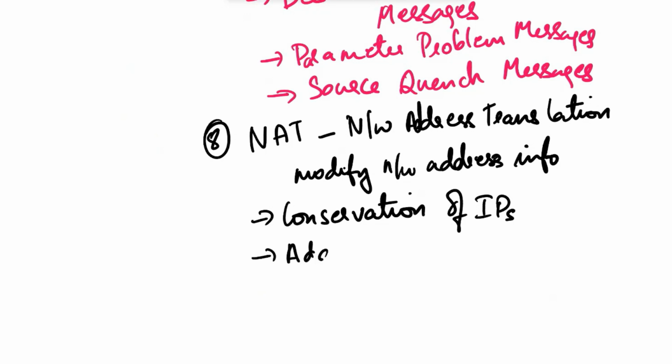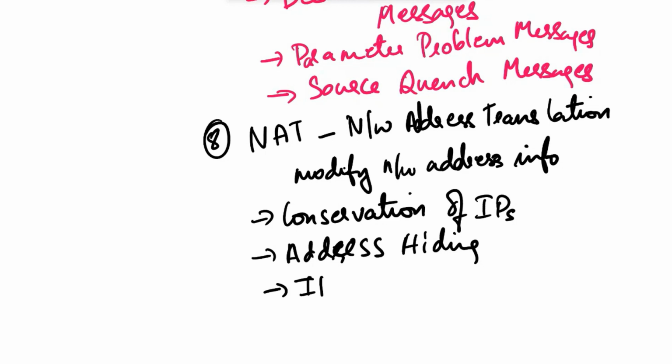Next is address hiding. NAT masks the internal private IP addresses of devices within a local network from external networks. When devices in the local network communicate with external servers or devices, their private IP addresses are replaced with the router's public IP address. This adds a layer of security by hiding the internal network structure.